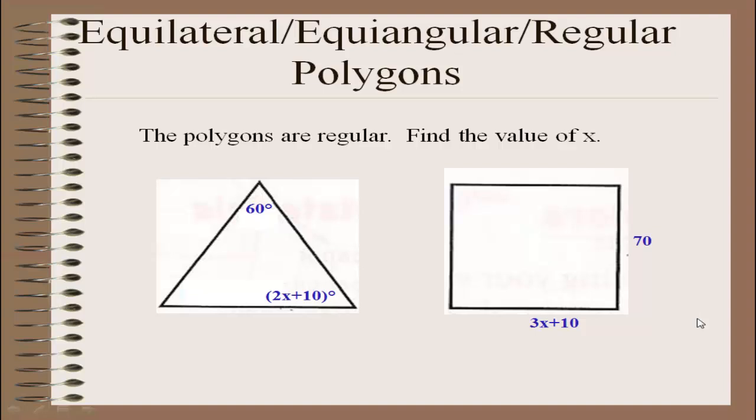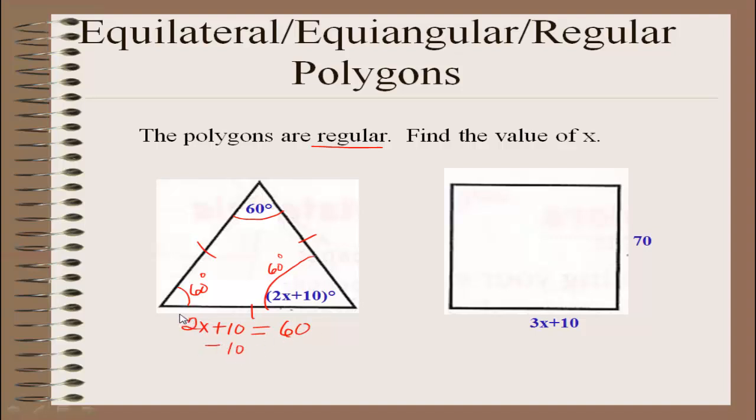And for our last example here, it says that the polygons are regular. Now remember, regular means all angles are congruent and also all sides are congruent. So for this triangle here, I know this side is congruent to that side, congruent to that side, and I know that this angle is 60, this one is 60, and this one is also 60. Okay? So if this angle here is 60, I can write a statement that says that 2x plus 10 is equal to 60. And now I can solve for x.